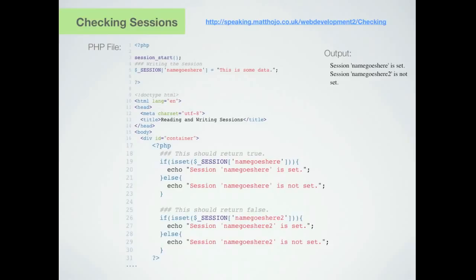This is some data like before. But here I've got an if statement. So I've got if isSet name goes here, which we have. It echoes out session name goes here isSet. And if it isn't, it will echo that it's not set. And then here I've got name goes here too, which we haven't set anywhere. So there isn't a session called name goes here too. So obviously it's going to echo out that it is not set, which it does at the top, and we can set that in the bit at the top.